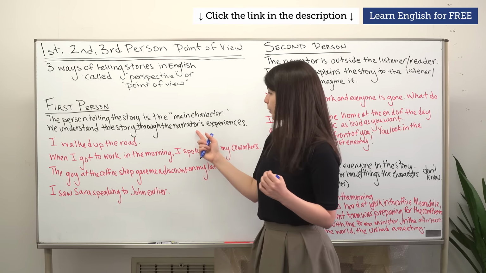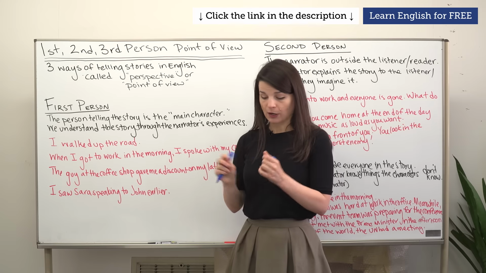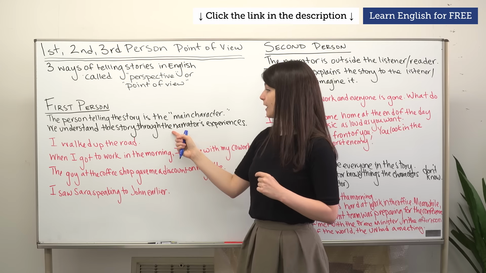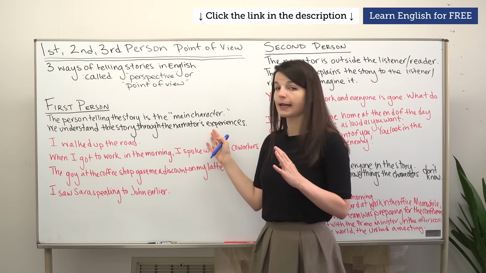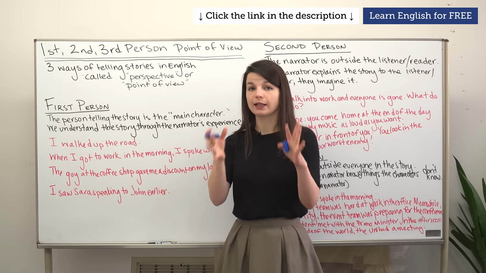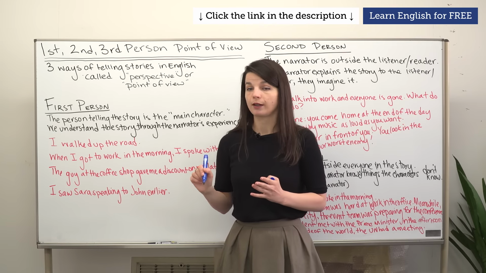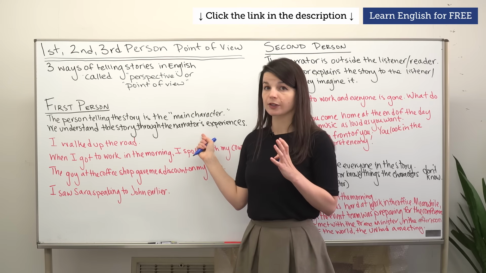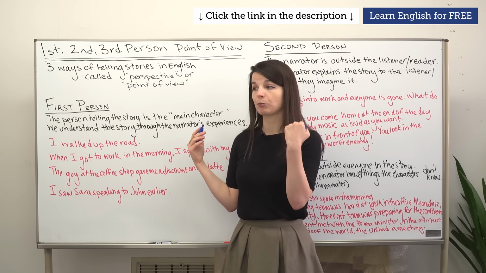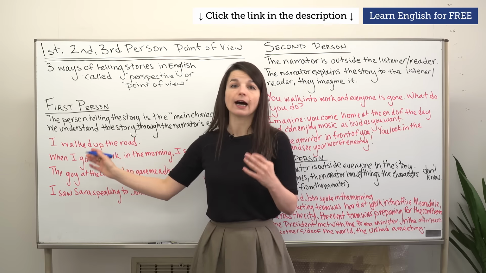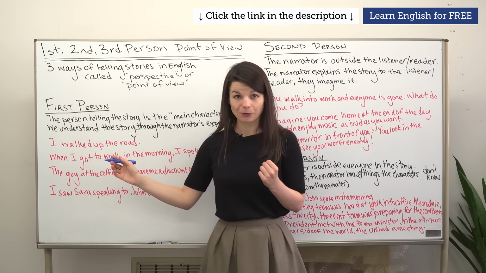So in a first person story, as we're reading a book or watching a movie or something, we understand the story through the narrator's experience. So the narrator means the person telling the story if you're reading a book. But narrator is like the main character in a first-person story. The person explaining it, the person having the experiences. So we'll see lots of I in first-person stories.